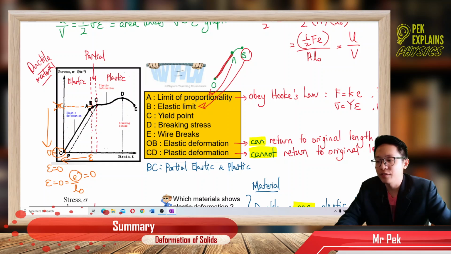Now, what happens after the elastic limit? After the elastic limit, after point B, you pull some more to point C. B and C show partial elastic and partial plastic deformation.